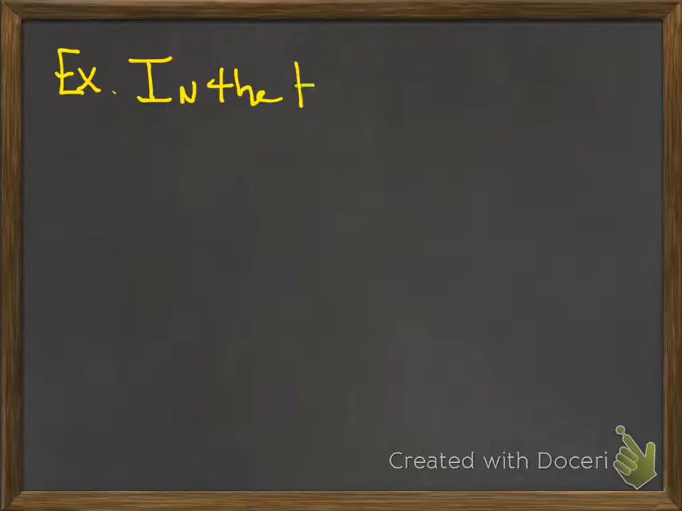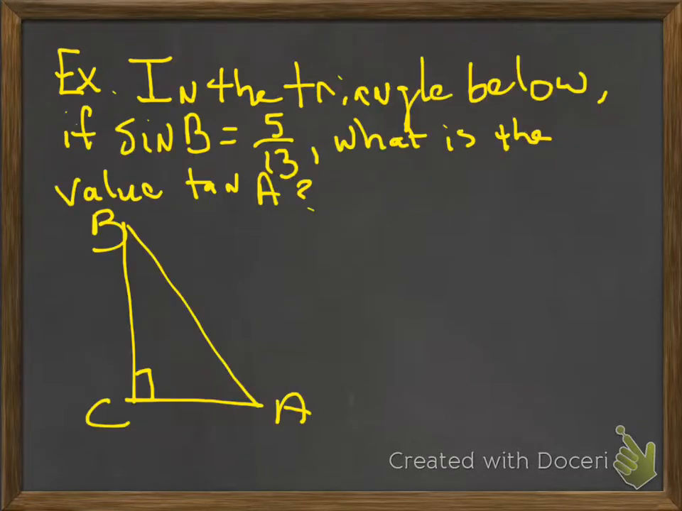Here's another example with some numbers. In the triangle below, if sine B is equal to 5 over 13, what's the value of tangent A? Okay, so let's start putting the numbers where they belong. Obviously, the 13 is the hypotenuse, so that goes there. 5 would be the opposite side. So here's my opposite side, opposite of B. All right, so if you look at this, what is this? I need to go backwards some.